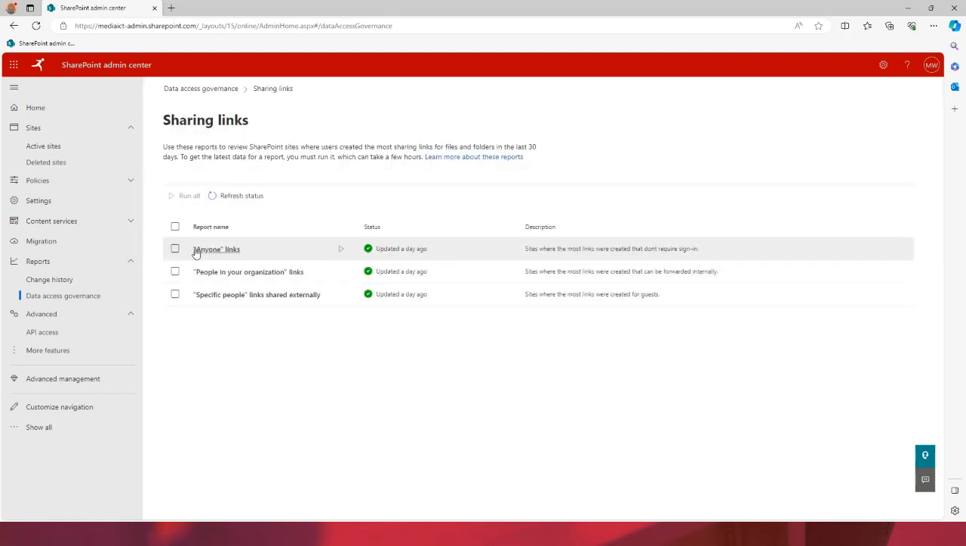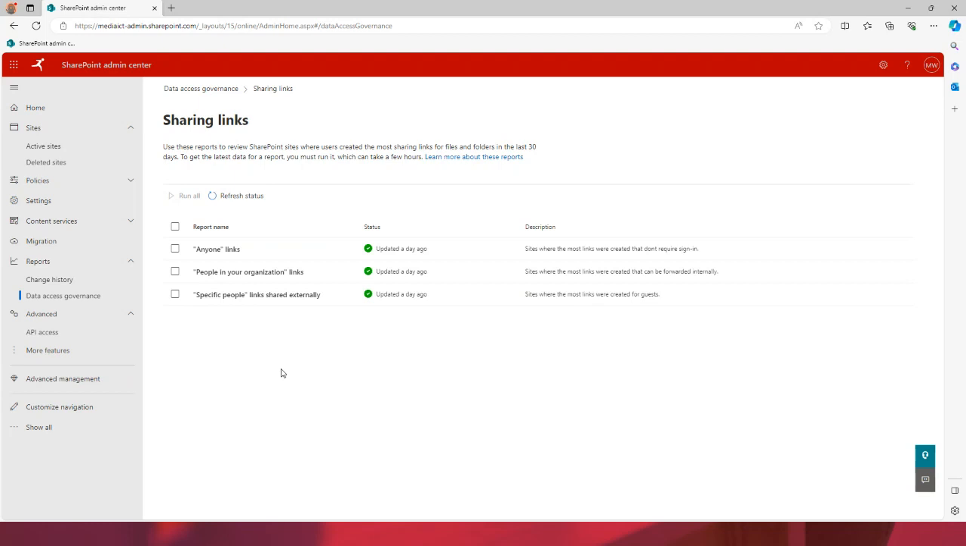So there won't be a massive amount of content actually in these reports purely because it's a demo environment. But what you can do from here, so from the sharing links, I can run reports to say, okay, tell me sites where people are creating links that are shared externally. So if I've got lots of SharePoint sites and people are creating external sharing links, I probably want to know about that because I want to know how many people outside the organization actually have access to these sites.